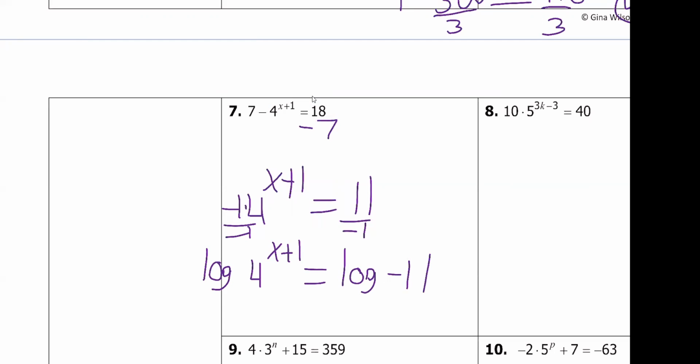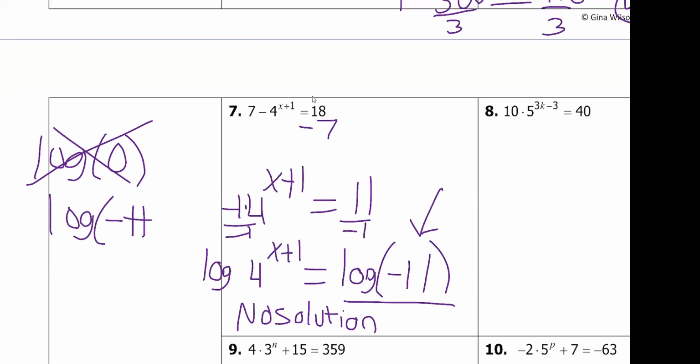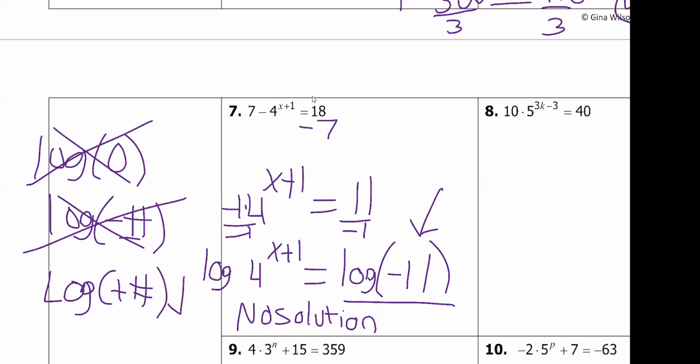Because if you remember, I don't know if I did the greatest job yesterday, but if you have a log of a negative number, that's not okay. That's undefined. So if you ever are solving these exponential equations and you get a log of a negative number, you can just stop. It's going to be no solution because of this. You can't have a log of 0. That's not okay. And you can't have a log of a negative number. You can only have a log of a positive number. That's the only thing that's good.